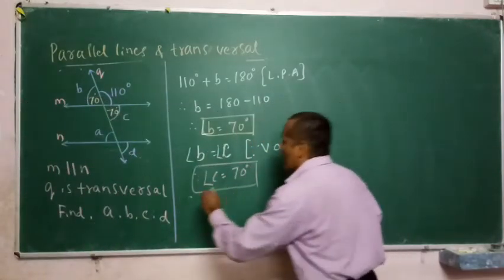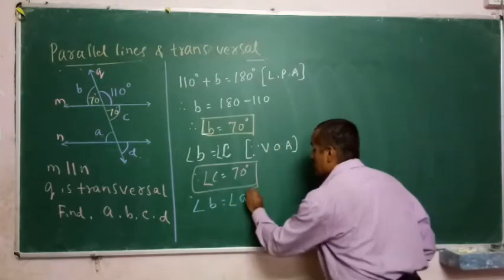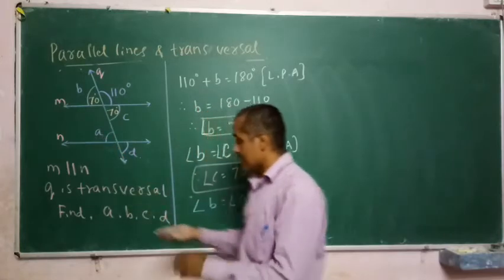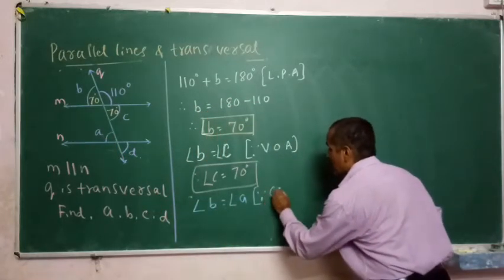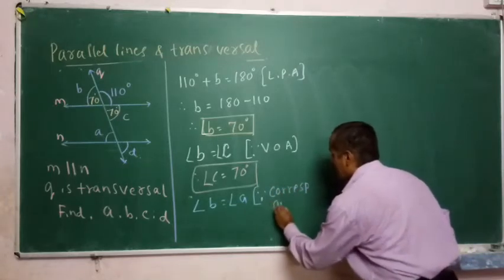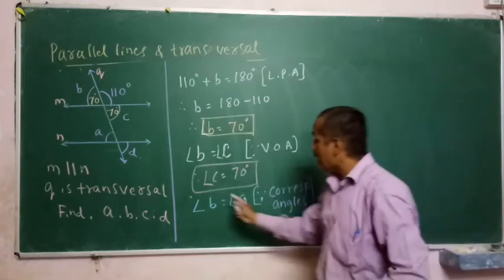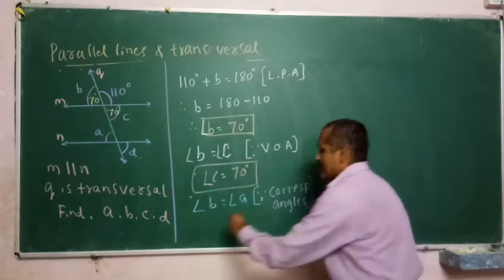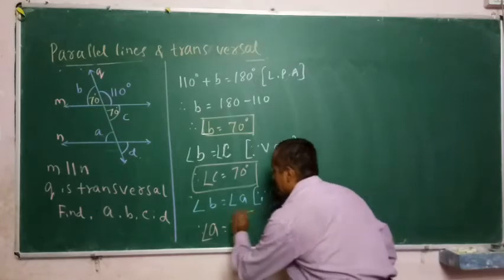All are correct. I will write angle B is equal to angle A. But the reason should be pukka. Listen properly. Angle B is equal to angle A. This is because of what? Corresponding angles. They are the corresponding angles. And we know out of these two, angle B is 70. So I can say therefore angle A is also 70 degrees.